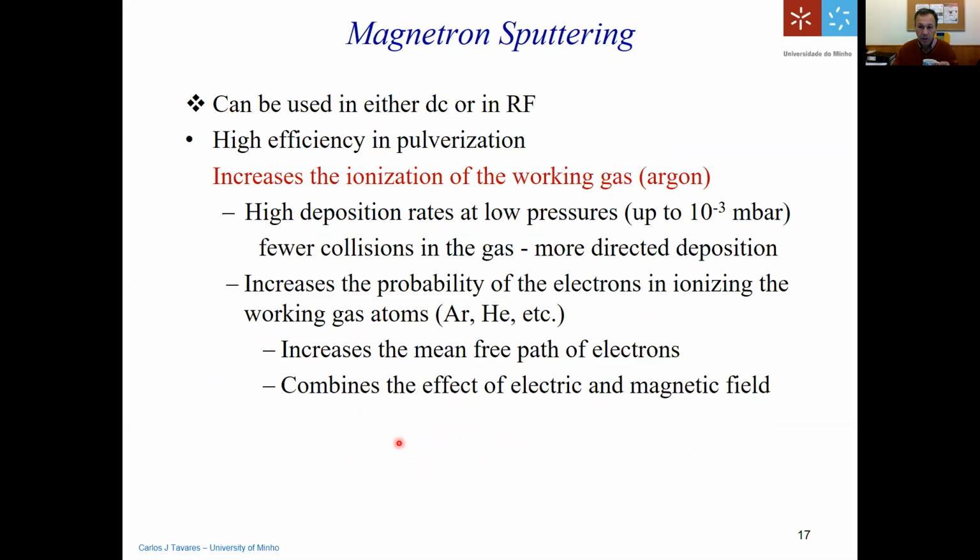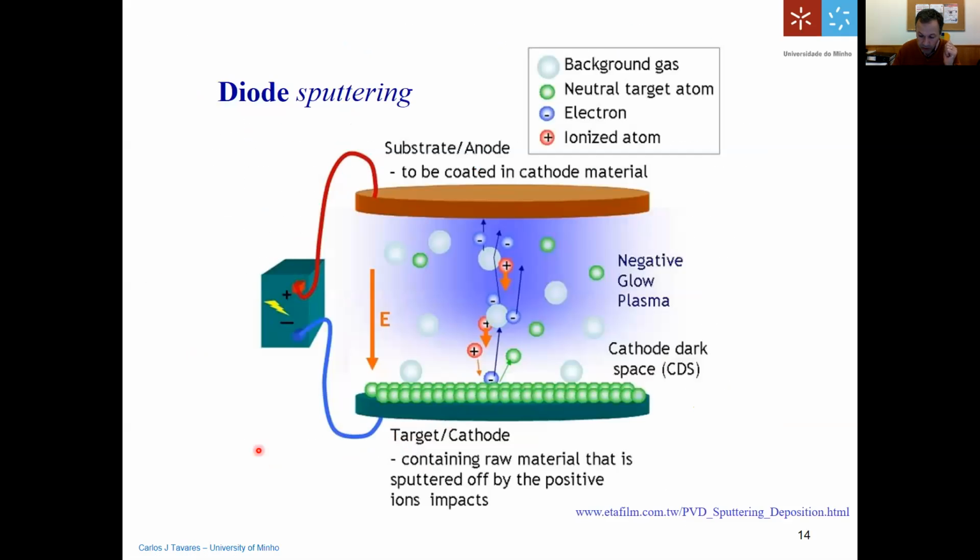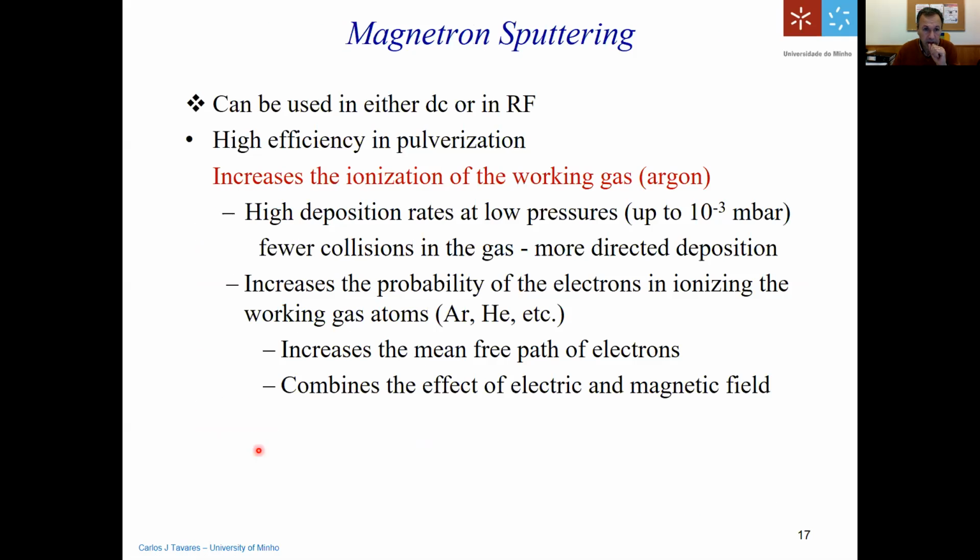So let's look now at more aspects of magnetron sputtering. As you can see, we can either use DC or we can use RF. It's important to check whether you're using an insulator target or a metal target. With a metal target, you can use DC. If you're using an insulator, you have to use RF. This is always important to enhance the efficiency of the pulverization, because there are ways to increase the ionization of the working gas. So you will obtain high deposition rates at low pressures, around 10 to the minus 3 millibar.